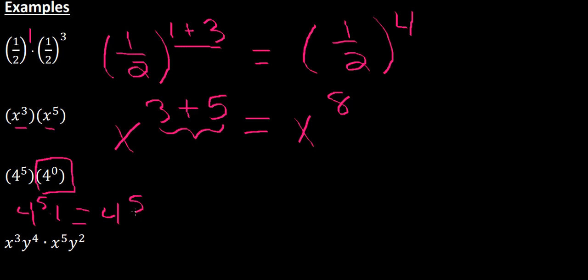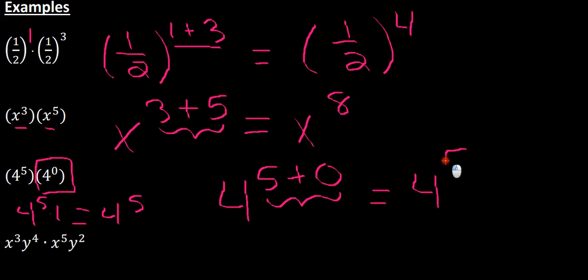Alternatively, we can use our property of adding the exponents. We have the same base of 4, so we'll keep our base of 4 and 5 plus 0 as our exponents. Well, once again, we know this, and that would give us 5. So our final answer here would be 4 to the 5th.